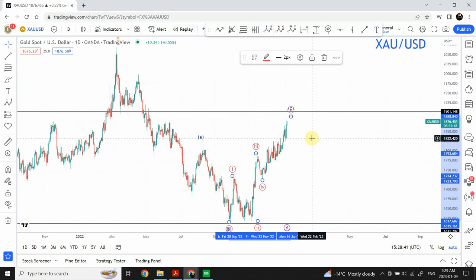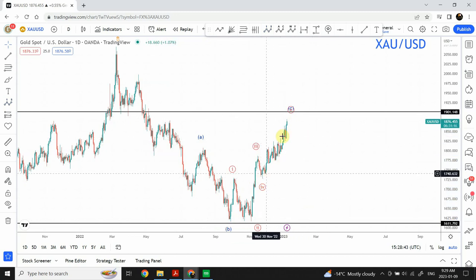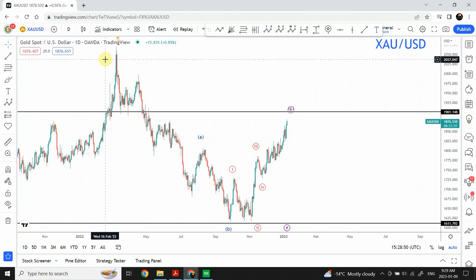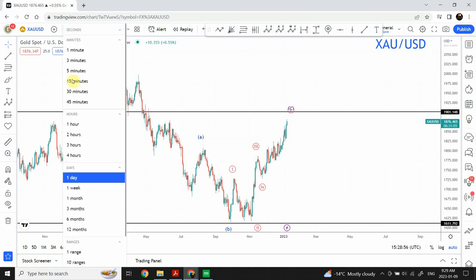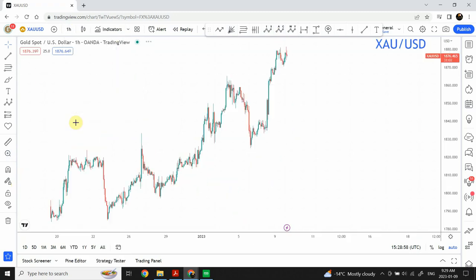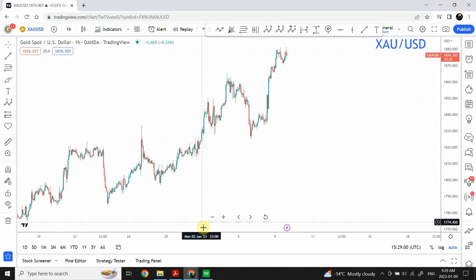Within wave 5, if we zoom into an hourly time frame chart, we can see that wave 5 is also an ending diagonal. It does happen from time to time that wave 5 will turn into an ending diagonal. So let's go and see what's expected on an hourly chart, if you can actually point out the important points there.